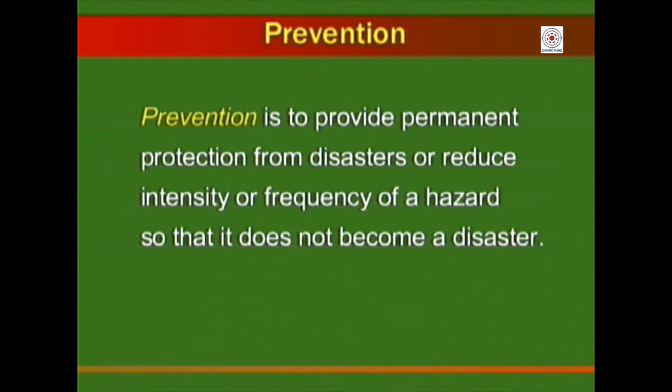Prevention is to provide permanent protection from the disaster, or to reduce the intensity and frequency of a disaster so that it doesn't become a disaster. It means that when we are talking about man-made disasters like chemical spillage, industrial disasters, hazards, or accidents, there is an absolute chance that we can prevent them from happening and from converting into a disaster.